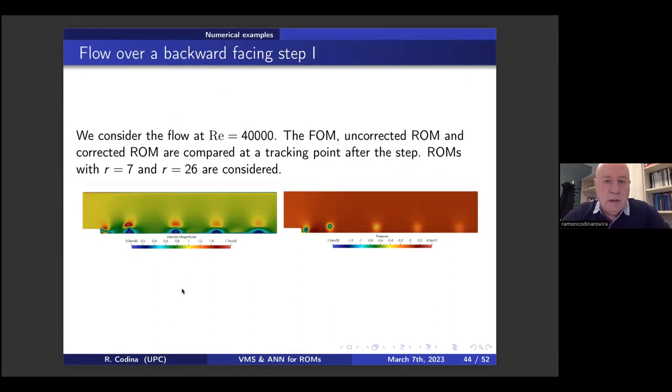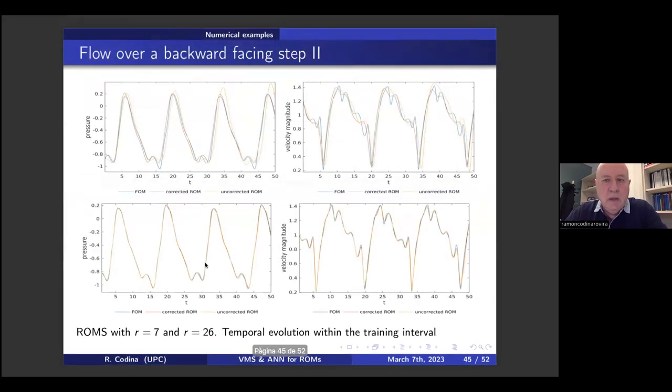So we pick a point right after the step, and we plot the evolution of the pressure and the velocity magnitude, the velocity norm, in time. We will compare three results. We will compare what happens with the full order model, so the finite element solution, it doesn't matter what it is, just a finite element solution. Then the reduced order model solution with dimension 7 and dimension 26, as you see here in this particular case, and then the corrected reduced order model solution. And this is what we get.